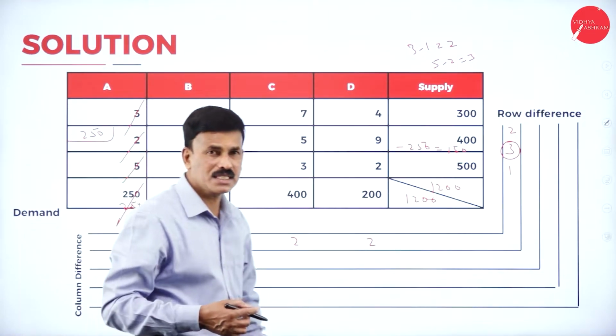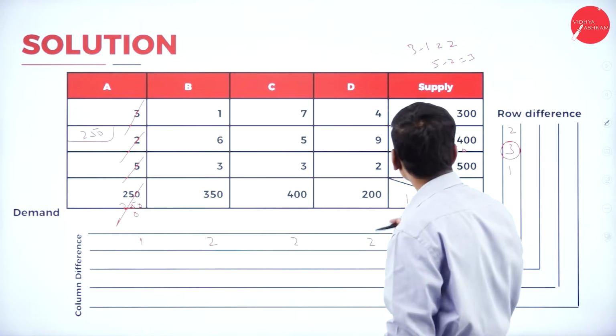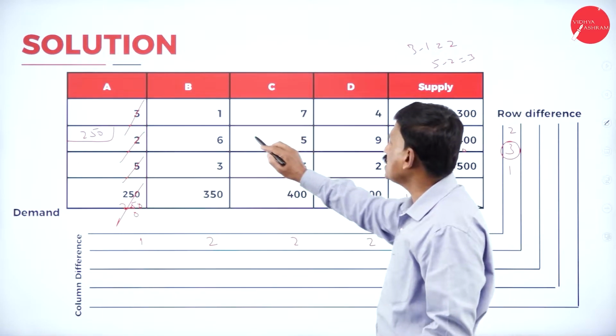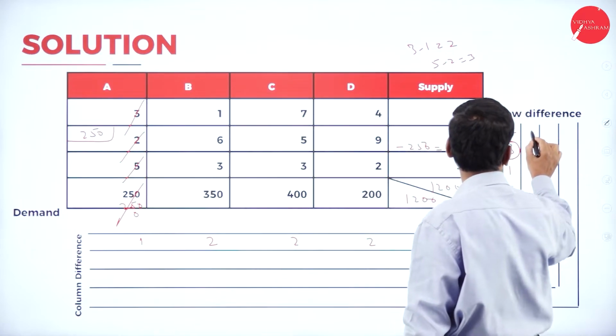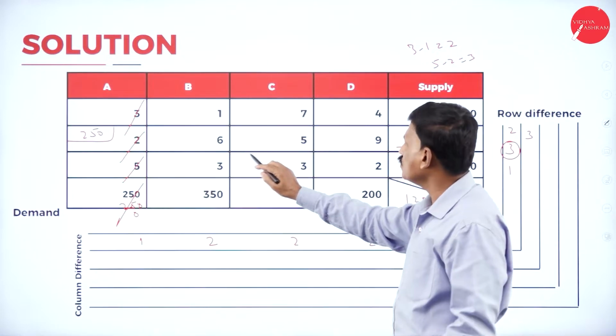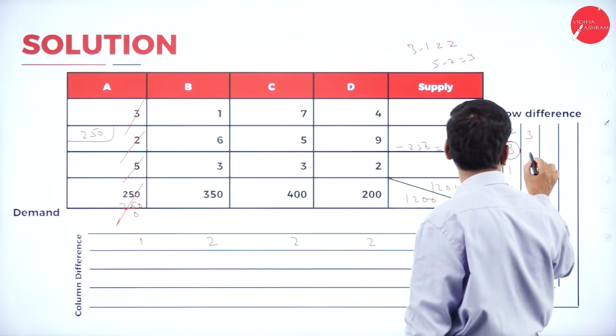Next, the same procedure is repeated. For the remaining cells, repeat the same procedure. Now, similarly, find the least value here. What is the least value? 1. The next least value is 4. 4 minus 1 is equal to 3. The row difference is 3. Again, for the second row, the least value is 5. The next least value is 6. 6 minus 5 is equal to 1.